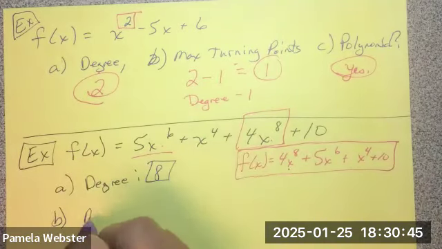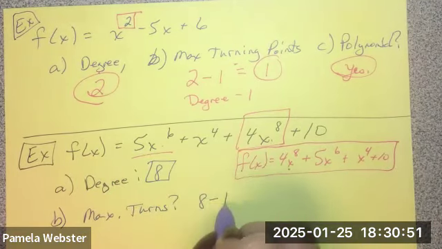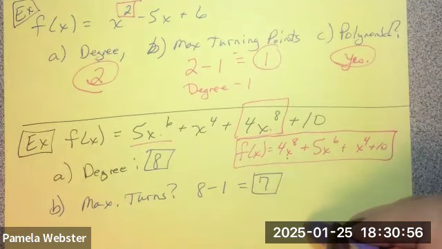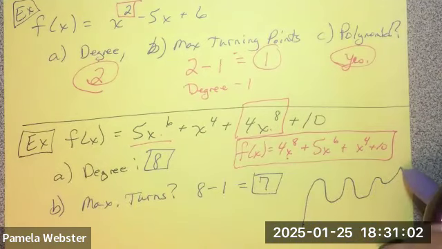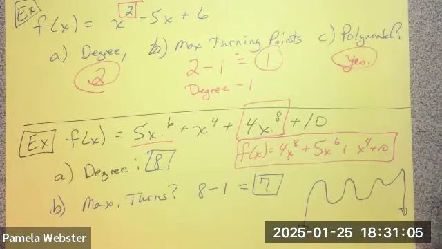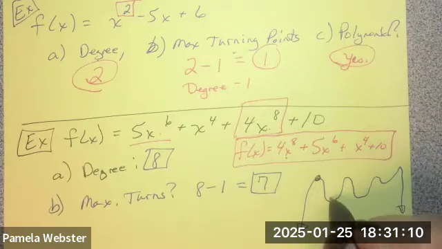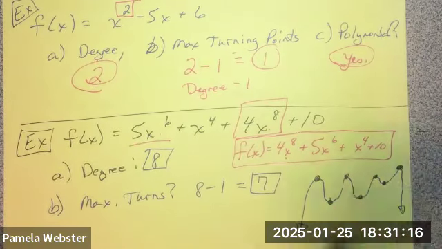Okay. What's the maximum turning points? It's the degree minus 1. So that's 7. So in other words, let me just kind of sketch a graph. 1, 2, 3, 4, 5, 6, 7, 8. Okay, it's going to look something like that. That's the maximum turning points, right? 1, 2, 3, 4, 5, 6, 7. There would be 8 directions. The degree is an 8. That's 8 directions. The maximum turning points would be 7.